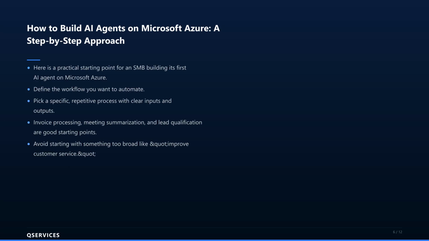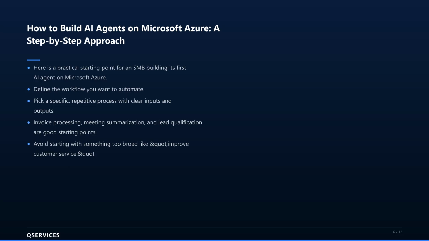Connect to your data and systems. Use Power Automate connectors to link the agent to your CRM, email, ERP, or SharePoint. Azure AI Foundry lets you point the agent at your own documents through Retrieval Augmented Generation, RAG. Configure agent actions. Specify what the agent is allowed to do: read records, update records, send notifications, generate documents. Start with read-only permissions and expand as you validate accuracy.